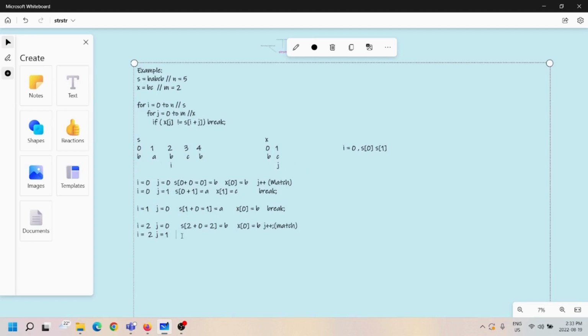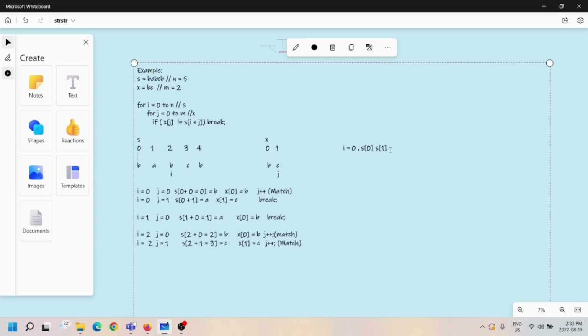So that ends up in the situation when S is 2 plus 1, right? So 2 plus 1 equals 3. And S of 3 is what? C. And interestingly, X of 1 is also C. And we are going to do J++ in this situation as well. And we'll also say that we found the entire match, what we were looking for, right?